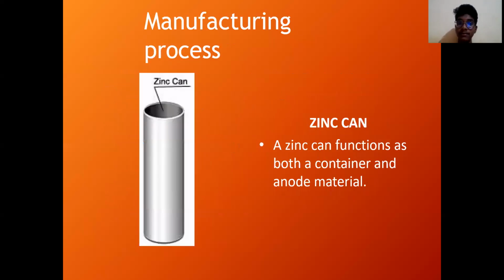the batteries. So the manufacturing process of a dry cell begins with the zinc can. Here we can see this is a zinc can. This is the outer protection layer of a dry cell. A zinc can functions as both container and anode material. As we can see, we keep a cathode rod inside the zinc can. It acts as the cathode.